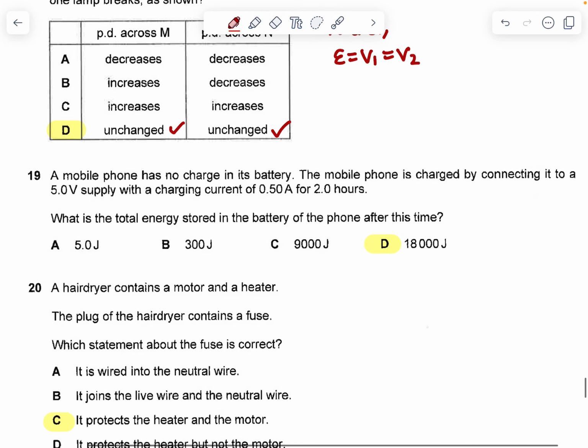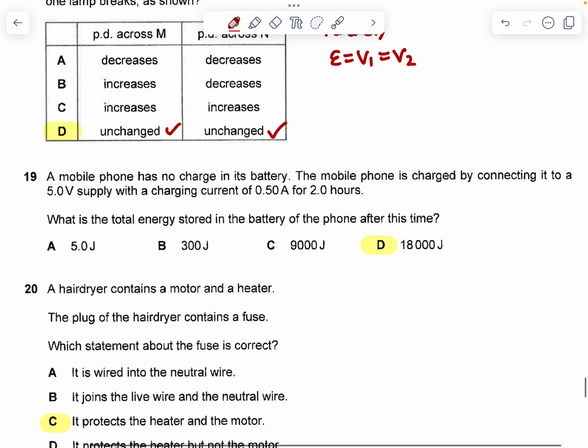Next, question 19. A mobile phone has no charge in its battery. The mobile phone is charged by connecting it to a 5.0 volt supply with a charging current I for 2 hours T. But you must make sure that you convert the T to seconds. Okay, so T equals 2.0 times 60 minutes in an hour, 60 seconds in a minute. What is the total energy stored E in the battery after this time?